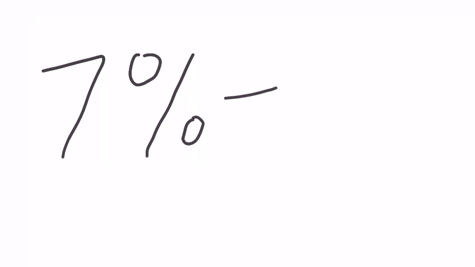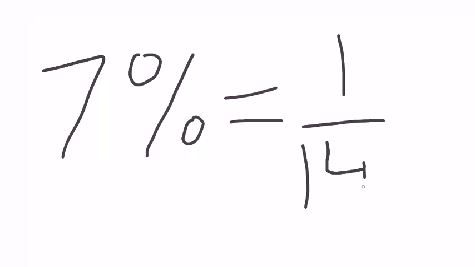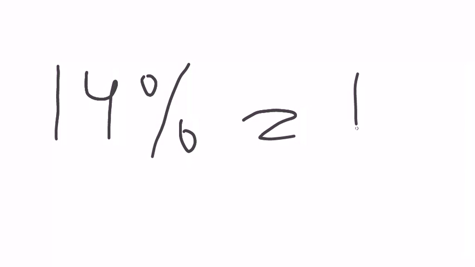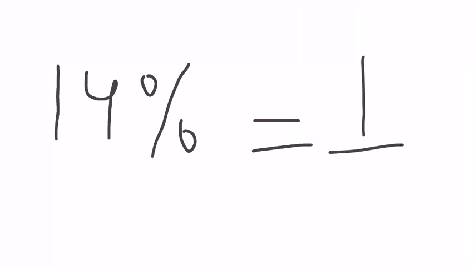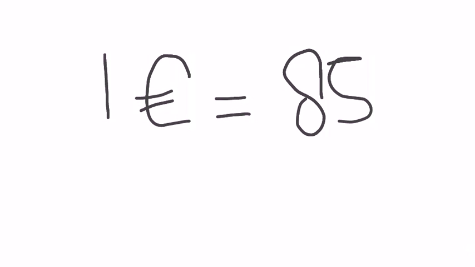Okay, so let's talk about very interesting numbers, 7%. I'm just taking a rough approximation. 7% is 1 by 14, and 14% is 1 by 7. It's actually very interesting. You know why? I'll give you one example because I'm from India, and the value of Indian currency is 1 euro equals 85 rupees. Now I all the time have to do this calculation, that I have to always multiply by 85.